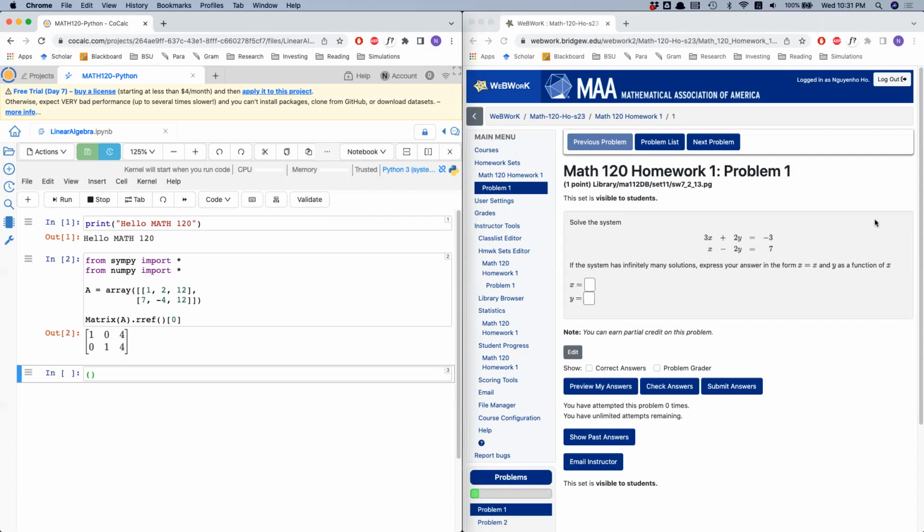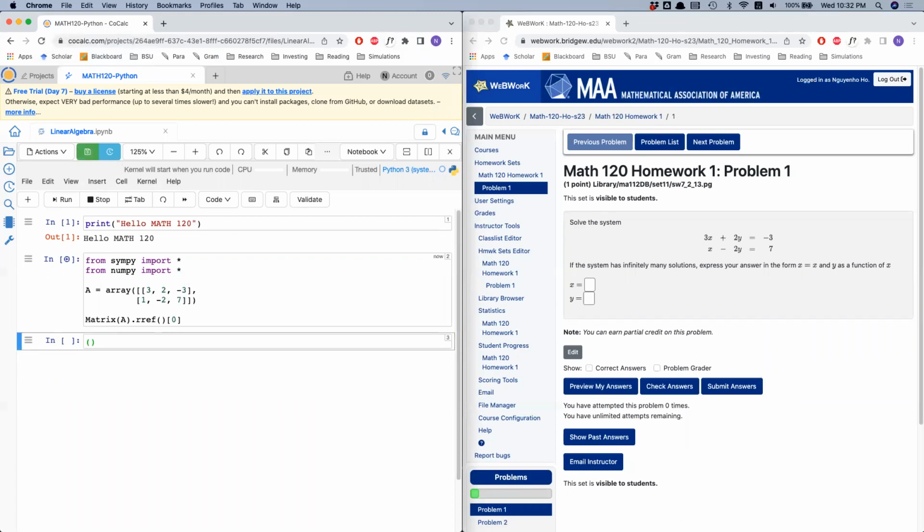The system we get is 3x plus 2y equal to -3 and x minus 2y equal to 7. Here's the code, and the first two lines are going to stay the way they are. We're not going to make any changes to them. What we're going to modify is the augmented matrix. The entries for the augmented matrix should be 3, 2, and -3. In the second equation, we have 1, -2, and 7. Let the code run and see what happens. It's loading right now.